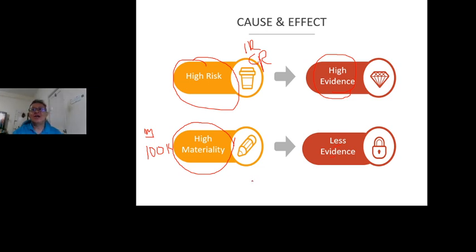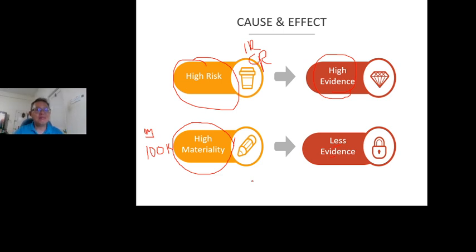So guys, I hope you understand the concept of risk, materiality, and how they are related. And also how this relates to the audit evidence. Okay, high risk, high evidence is needed. If it is high inherent risk or high control risk, you need to gather more audit evidence to reduce the detection risk, so that it will help you to reduce the audit risk of making a wrong or inappropriate opinion.